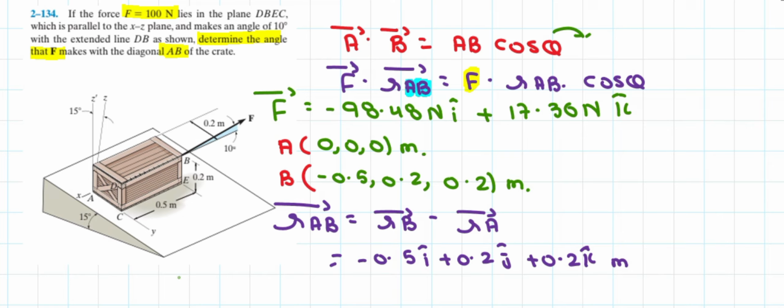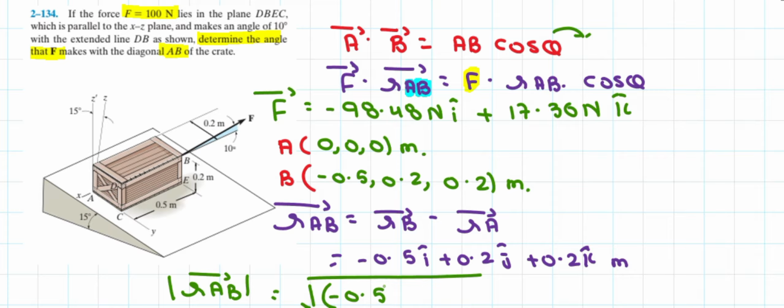Now, what about the magnitude? For the magnitude, we have the formula: RAB magnitude is equal to under root x square plus y square plus z square. X is nothing but negative 0.5 square, or simply 0.5 square, because the square above this negative 0.5 will convert this negative sign into positive sign automatically. So it's your choice. If you write it, please write, and if you don't, please ignore it.